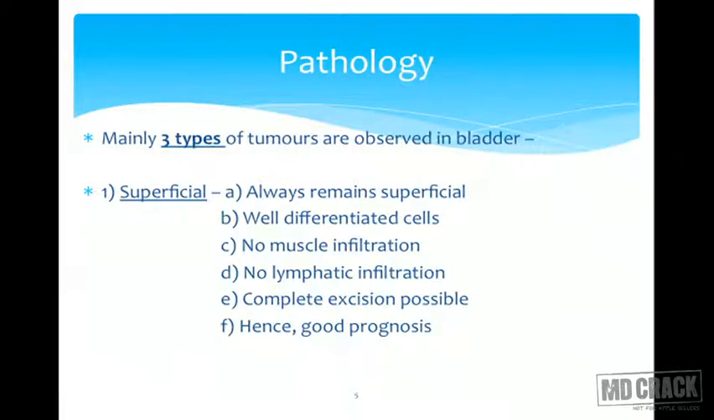Pathologically, various stages and phases of tumors have been classically described. Two, three main types we will discuss, that is superficial bladder tumor. Now what are the peculiarities of the superficial bladder tumor? Once superficial will remain always superficial as a dictum. Will show well differentiated epithelial cells, no muscle invasion, no lymphatic infiltration. Complete excision is possible in this scenario, hence it will carry very good prognosis.